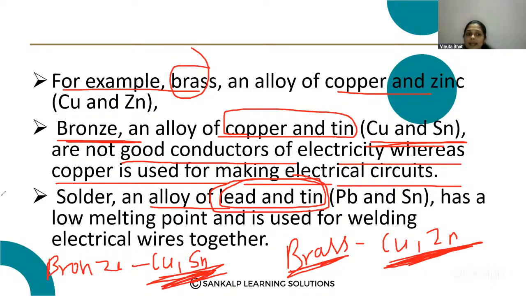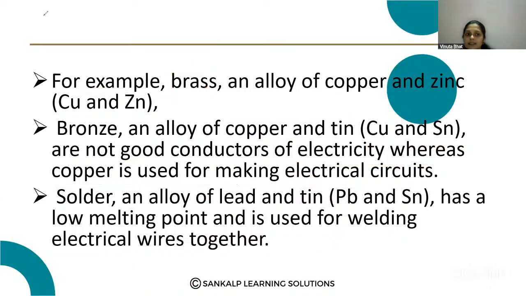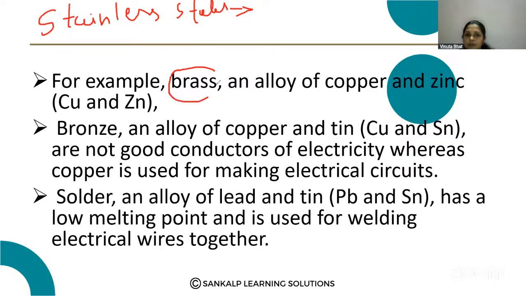So these three alloys, the first one is stainless steel. Stainless steel is the alloy that is made up of which contents, that is important. And brass, this is the second one, very, very important.